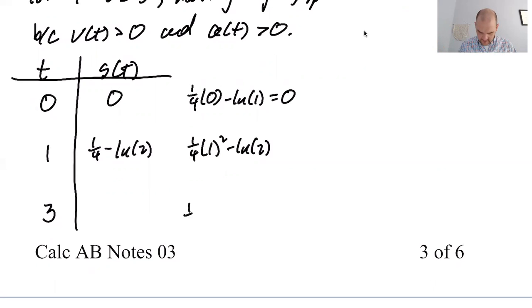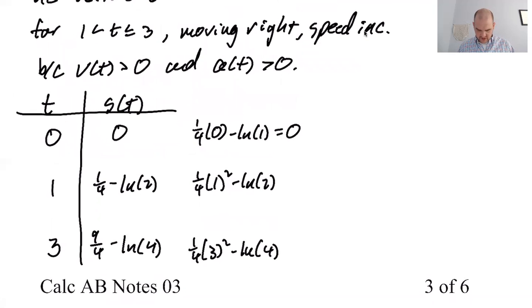And then 3, it's going to be 1/4. Is it really 1/4? Yeah. 3 squared minus the natural log of 3 plus 1, so 4. Okay, and that's, I don't know, that's 9/4 minus the natural log of 4. Okay, so I kind of need to know the relationship between 1/4 minus natural log of 2 and 9/4 minus the natural log of 4.